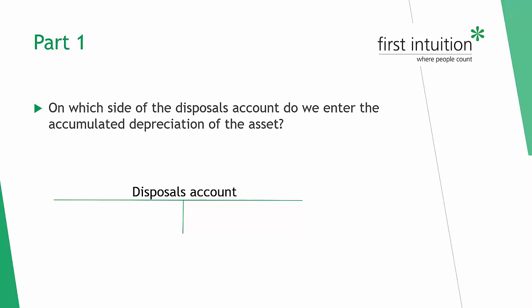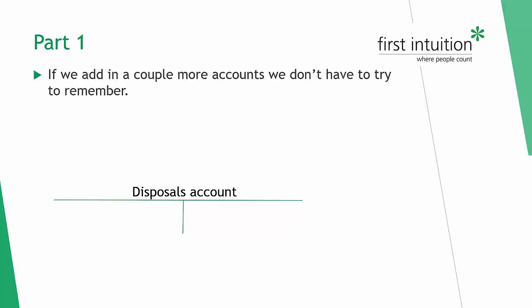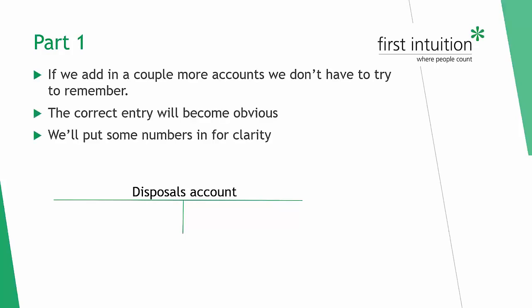Now, here's my tip tonight. We're not really going to talk about how to remember things. We're going to talk about how to work things out. And this is a great example of something that's a lot easier to work out than it is to remember. So let's draw in a couple more accounts and it'll be quite obvious what the correct answer is. And we'll put a couple of numbers in just to make it clearer.